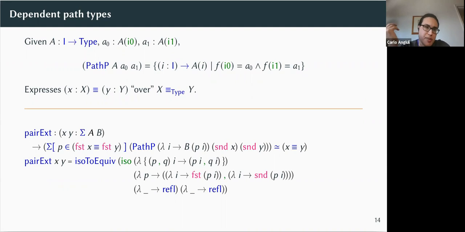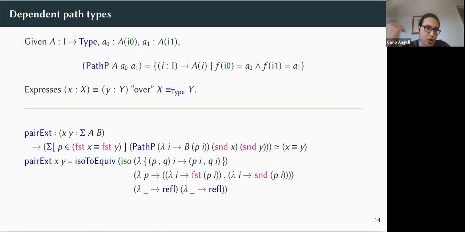Path types are actually a special case of the real primitive, which are dependent paths, which are just like path overs in HoTT. So these are just dependent functions out of the interval. And the reason I say they're path overs is because a family of types indexed by the interval is like a path in the universe, and the two endpoints are lying in different types that are correlated by that path.